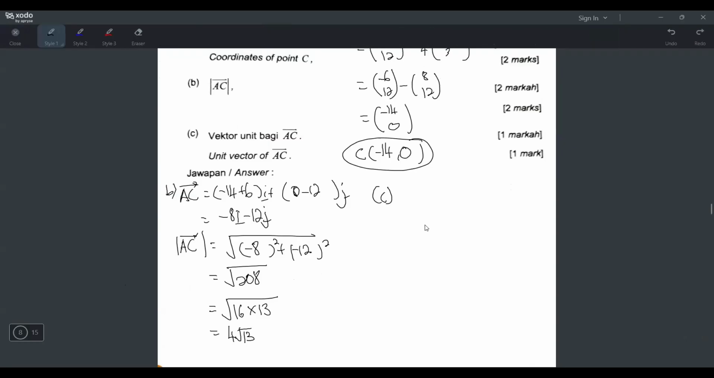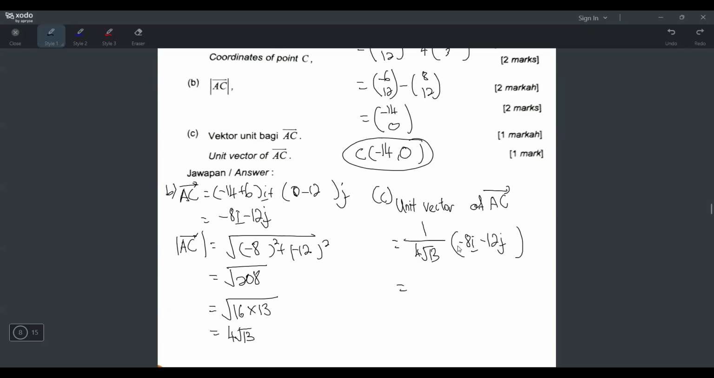Okay, let's do the unit vector. First you need to have the magnitude, because the unit vector formula needs the magnitude, and you have it already. So straight away you can find the unit vector now. The unit vector of AC: the formula is 1 over magnitude times the AC vector in terms of i and j. The magnitude of AC is 4 square root 13. So now you understand why I write in this form instead of decimal. And the vector AC in terms of i and j is negative 8i minus 12j. So just put it in.